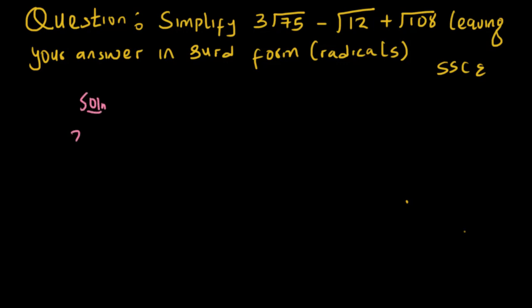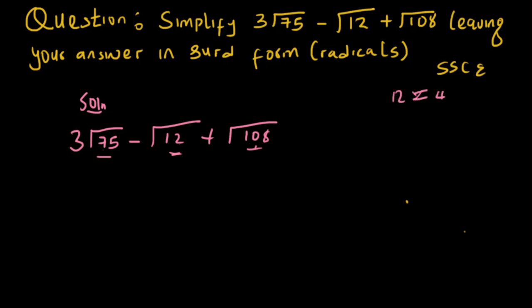Now let's solve this question. So we have 3 root 75 minus root 12 plus root 108. Now, like the last question we solved, none of these numbers are prime numbers. All of them have factors. So it's not as easy as the previous question, but it's still quite easy. Now we can decide to start from the smallest number, 12. Now we know that 12 equals 4 times 3. And we know that 4 is a perfect square.